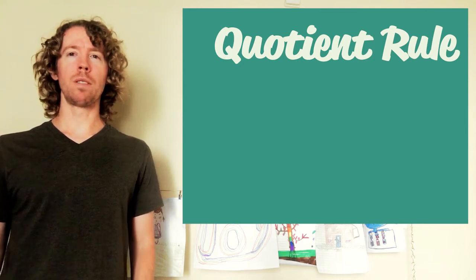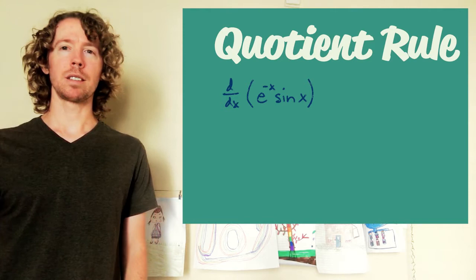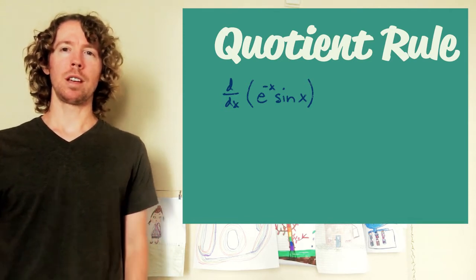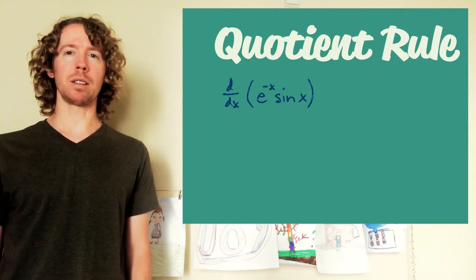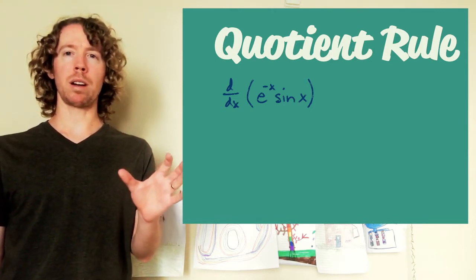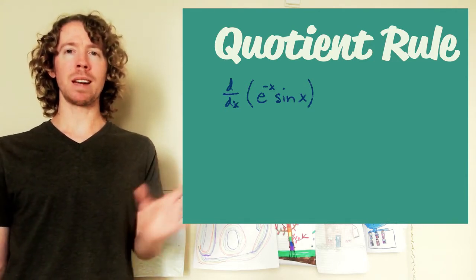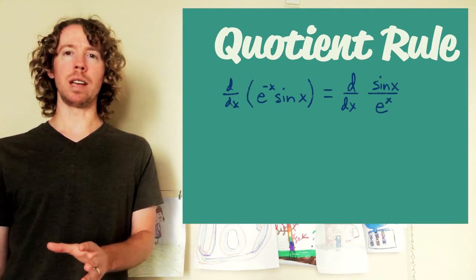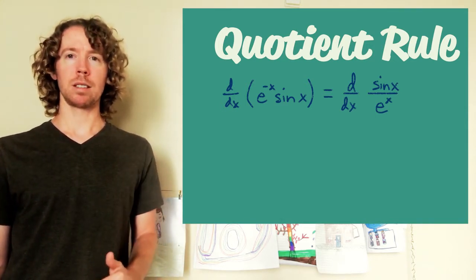I would like to take the derivative of the function e to the negative x times sine of x. So this could be pretty useful in certain applications of math, and I would really like to be able to take the derivative. Instead of taking the derivative just like it is as a product of two functions, since that's e to the negative x, I'm going to move that down into the denominator as e to the x. So I want the derivative of sine of x over e to the x.